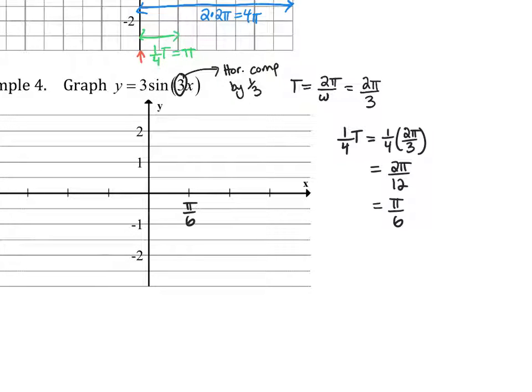So pi over 6 plus pi over 6 is 2 pi over 6, or pi over 3, and then 3 pi over 6, or pi over 2, and then 4 pi over 6, or 2 pi over 3. And see, that landed me nice and perfect on the end of the length of the period, which we decided was 2 pi over 3. So here's going to be the end of my period.